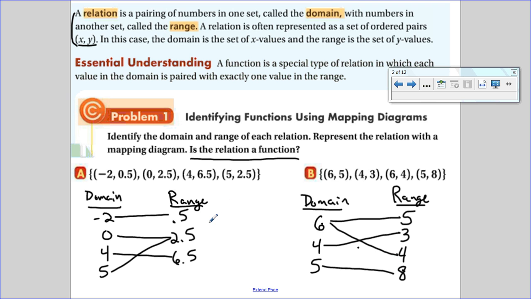So this one was yes, it is a function. And this one is not a function. The reason is one of the values in the domain has more than one line, meaning it matches up with more than one value in the range. And that's the way you can tell. Over here, it's okay if a range value has more than one line coming into it, but the domain cannot have more than one going out of it.